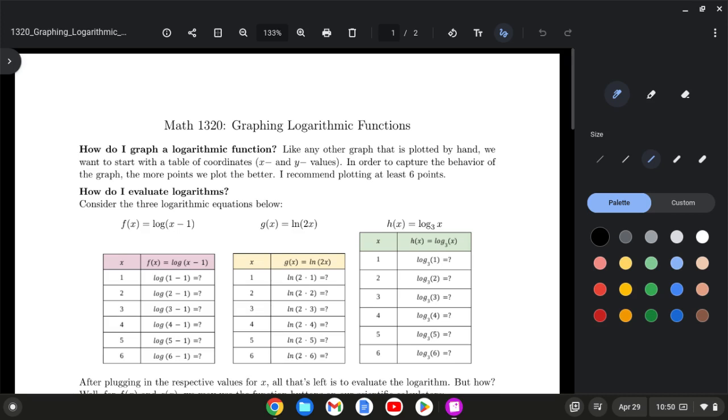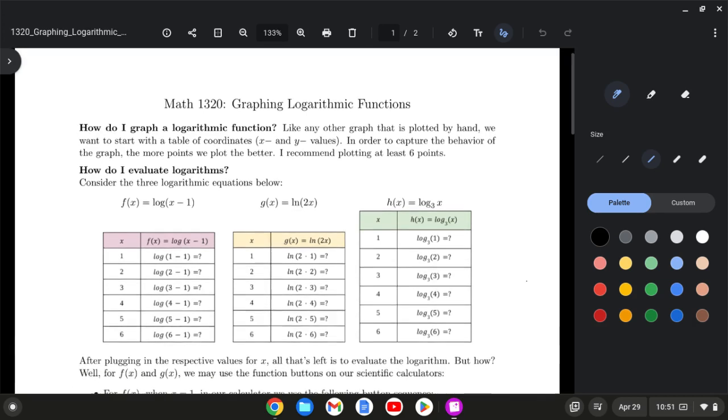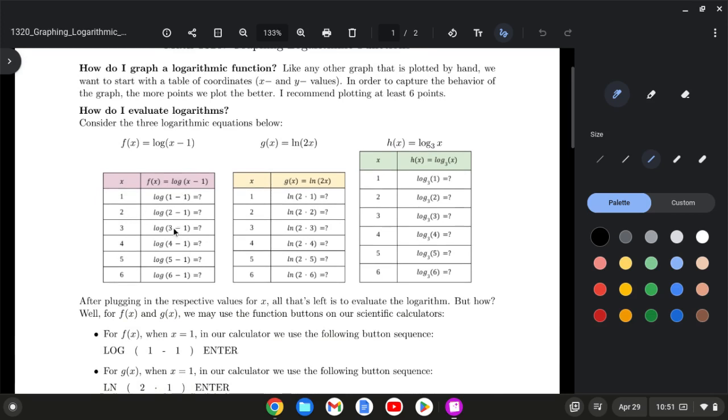So let's first look at, if I have a table of x and y values, how do I find the y value? How do I evaluate them? So let's look at these three tables that I have, three different log functions. The first table, we have f of x equals log of the quantity x minus 1. And you'll notice I have x from 1 to 6, and then I have plugged into my equation on the right-hand side 1, 2, 3, 4, all the way to 6 for my x's.